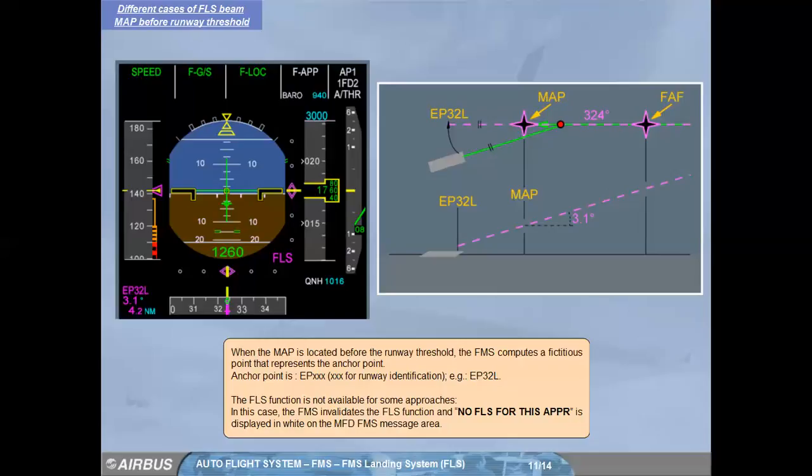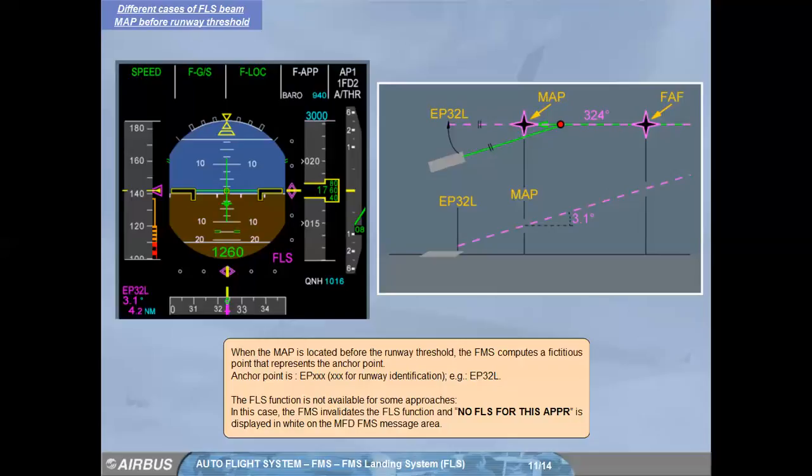Is located before the runway threshold. The FMS computes a fictitious point that represents the anchor point. Anchor point is EPXXXXXX for runway identification. Example given, EP32 left. The FLS function is not available for some approaches.